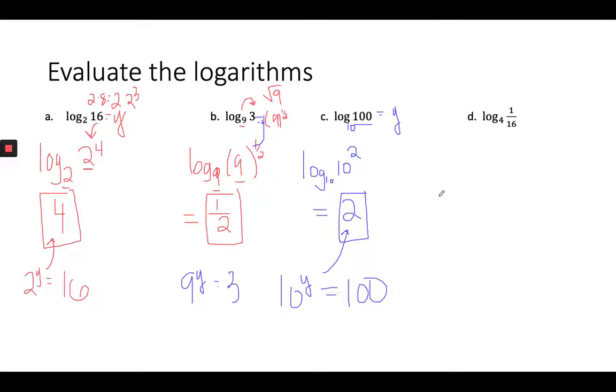All right, one more here on the screen. We've got log base 4 of 1/16. So I've got to make this 1 over 16 as 4 to some power. So 4 to the second power is just regular 16, right? 4 squared is 16. So if I want to make it 1 over 16, then that's going to be 4 to the negative second power is equal to 1 over 16.